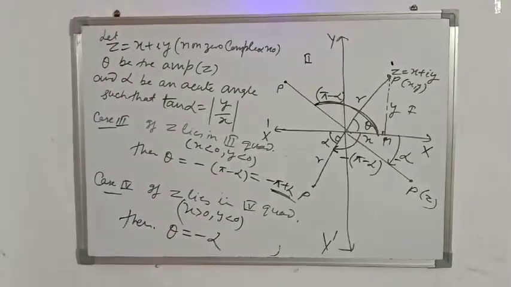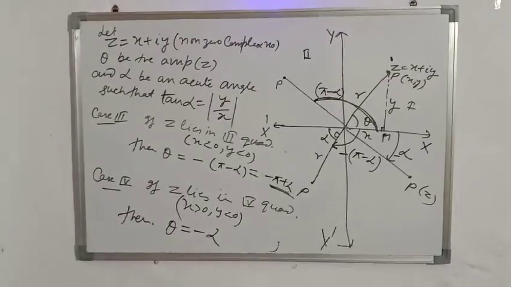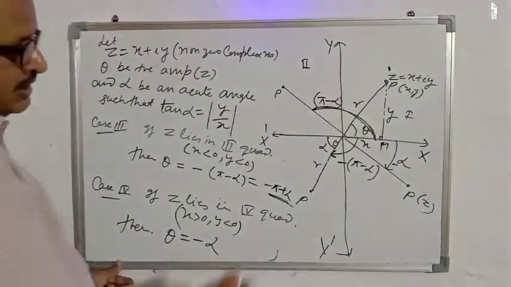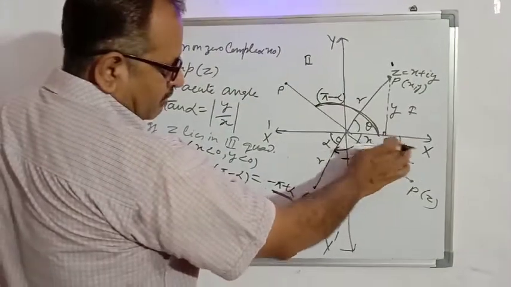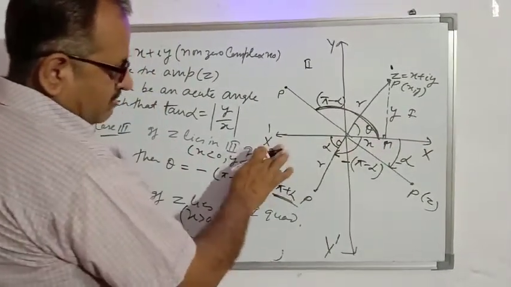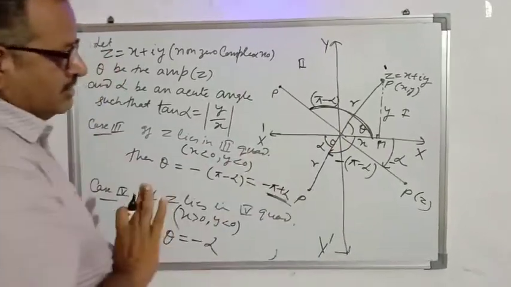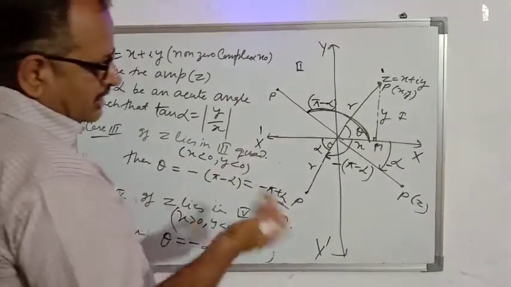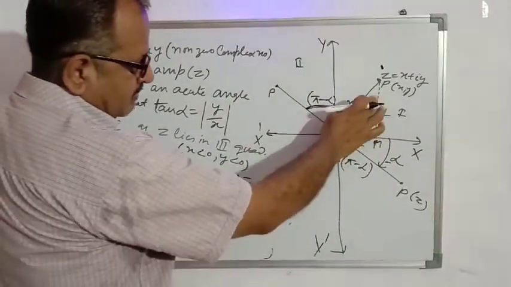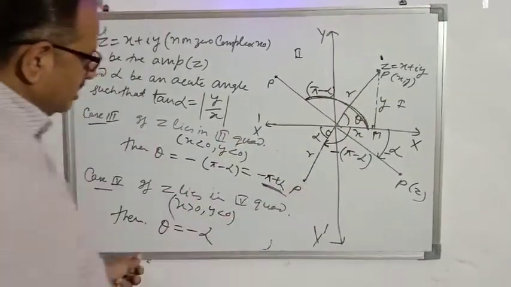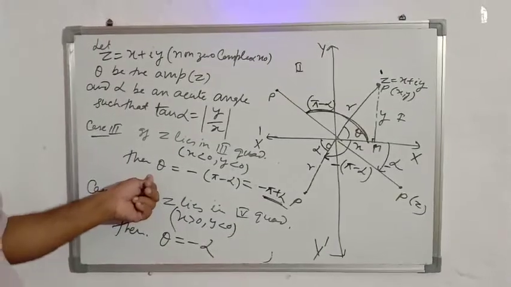Then theta will be minus alpha. So all the cases I have discussed here: if the complex number lies on the positive direction of x-axis, negative direction of x-axis, positive direction of y-axis, negative direction of y-axis. Next four cases, if z lies in the first quadrant, second quadrant, third quadrant, fourth quadrant, what will be the value of theta?